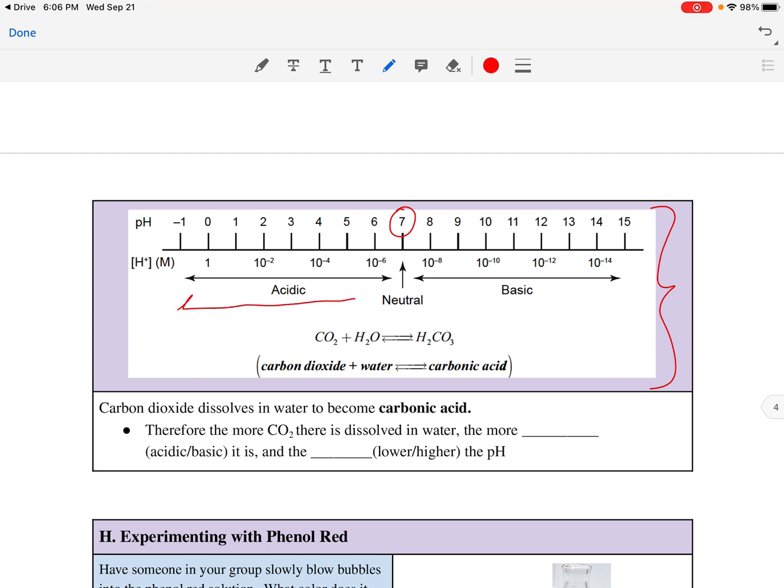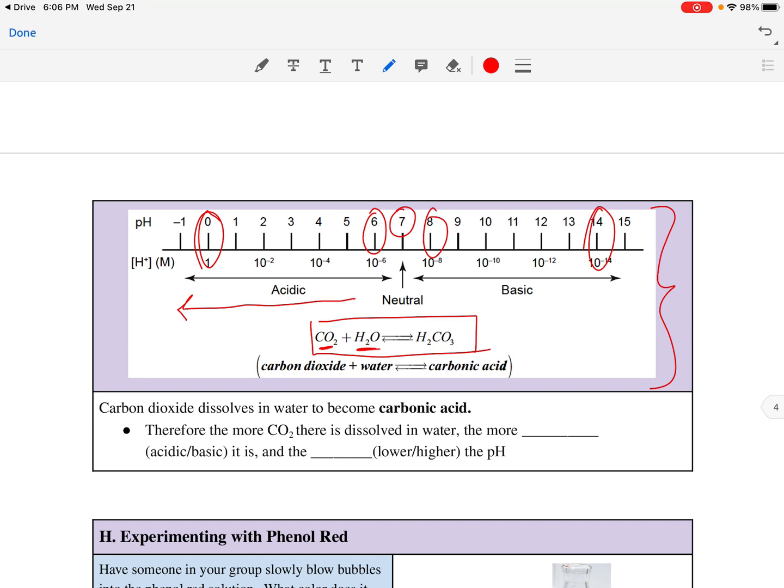This is just a recap of the pH scale. 7 is neutral. As we go farther in this direction, it gets more acidic, right? This is very acidic. This is very basic. And then these are weak acid, and then a weak base here. And then this equation isn't very important here. This is what happens when carbon dioxide is forced into water.